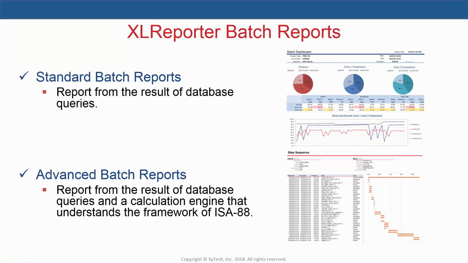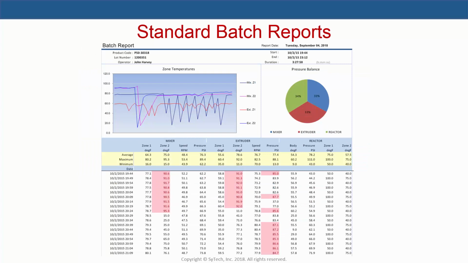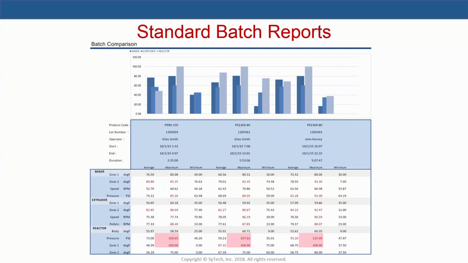in the ISA88 framework. Some examples of standard reports are these dashboards, which focus on general summary calculations and value trends over the duration of a batch. This comparison report stacks multiple batches side by side. While these reports provide useful information about the batch process, let's now turn our attention to DeltaV batch software and reporting for applications designed around the ISA88 framework.